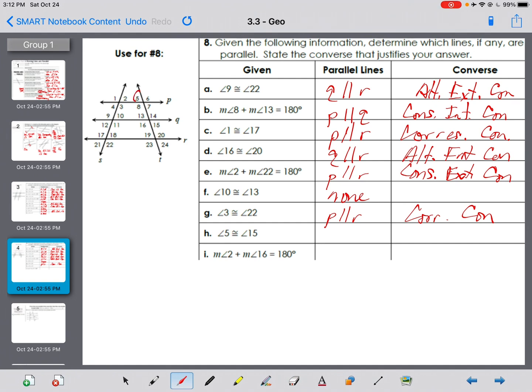5 and 15, let's give it a check. 5 is there. Where's 15 at? Right there. This one, that one. On the outside, different sides, so that's P is parallel to Q. Alternate exterior converse.